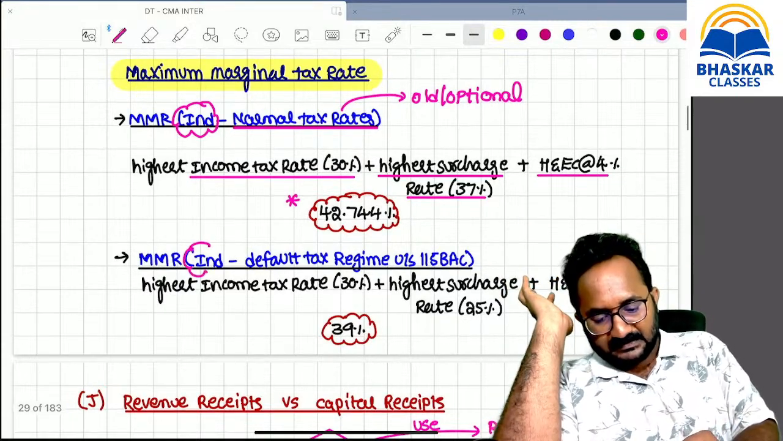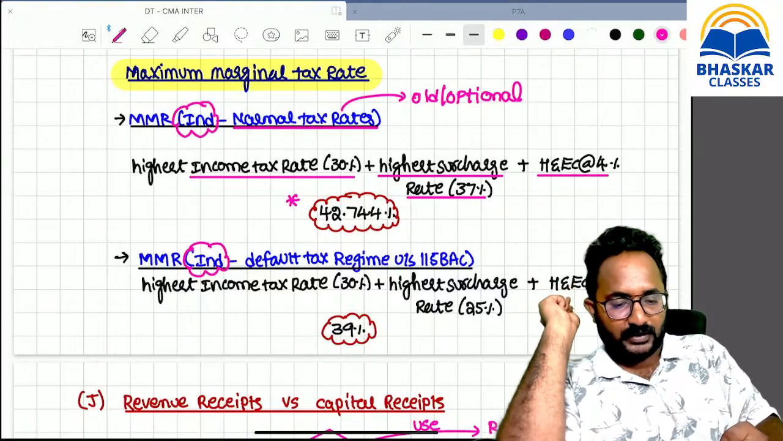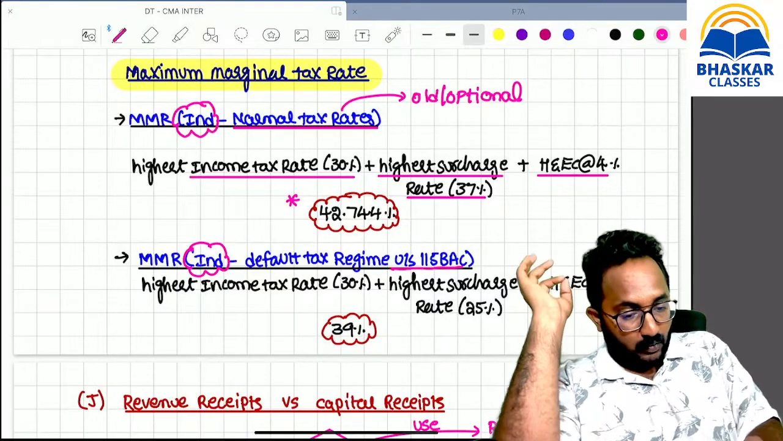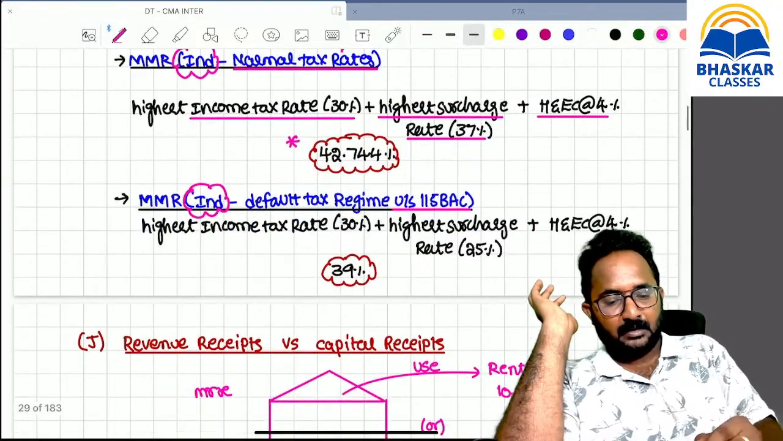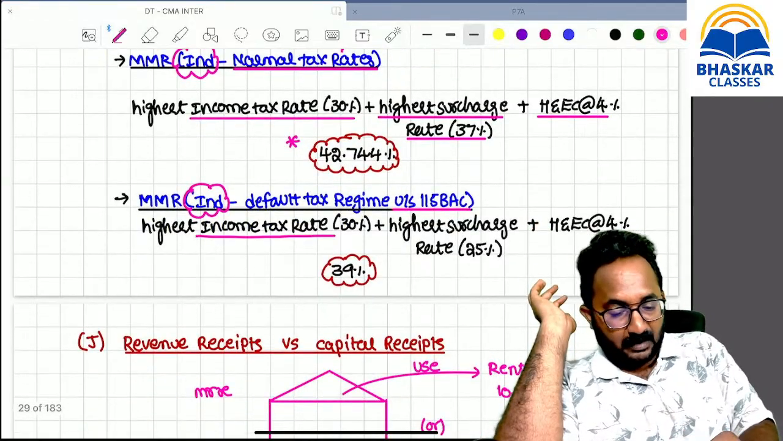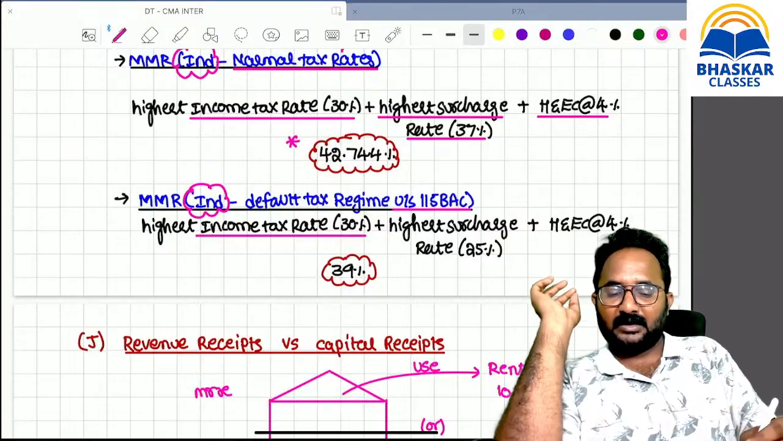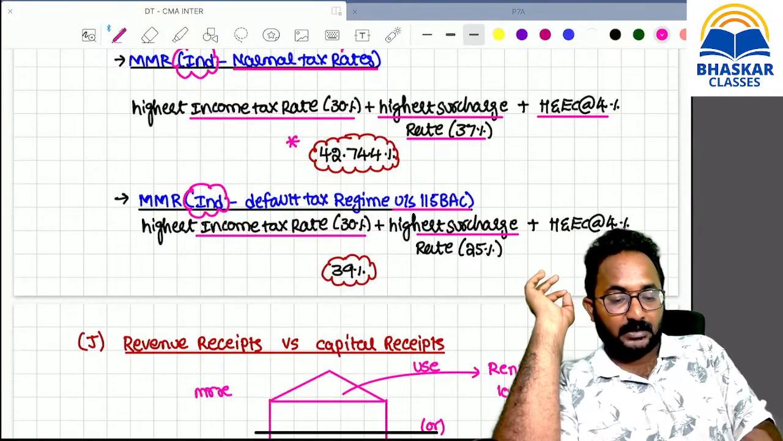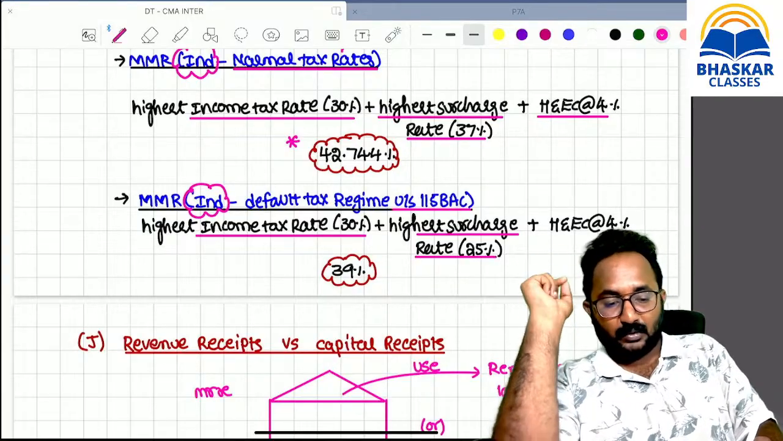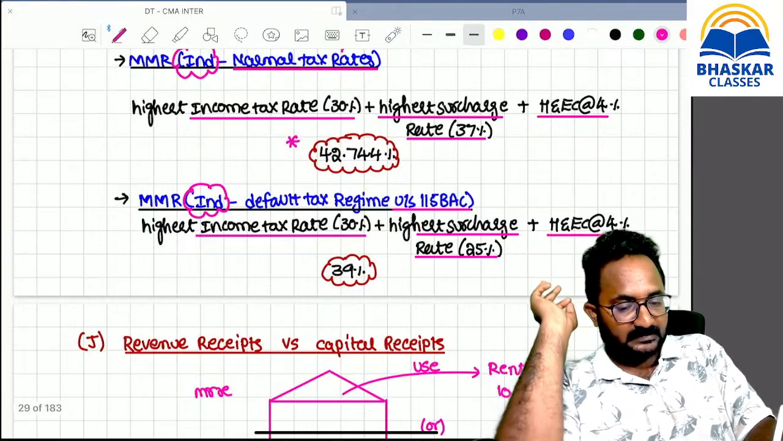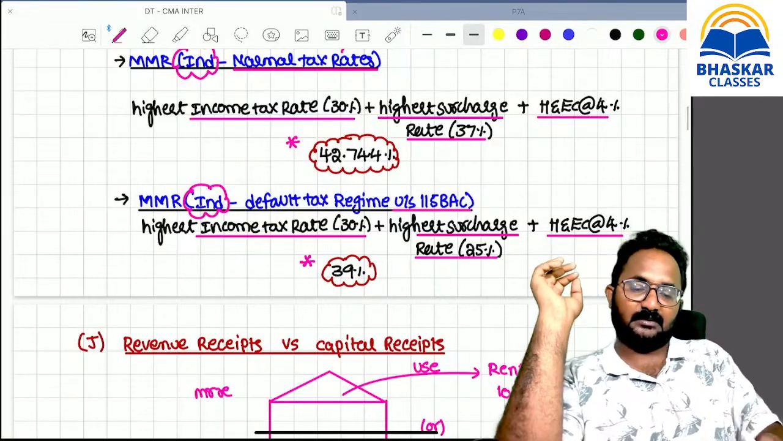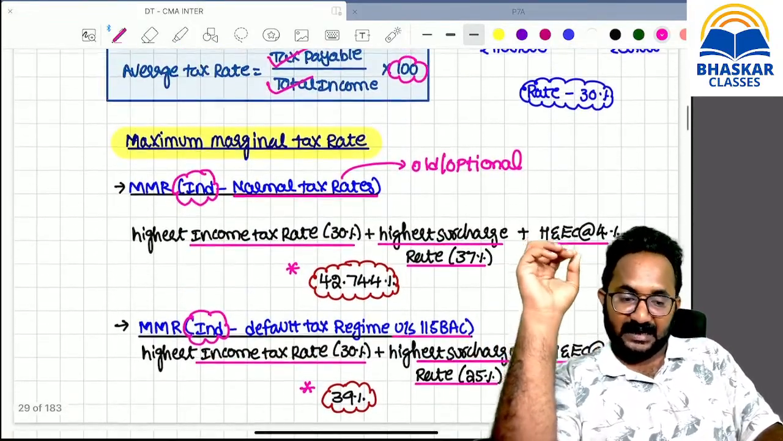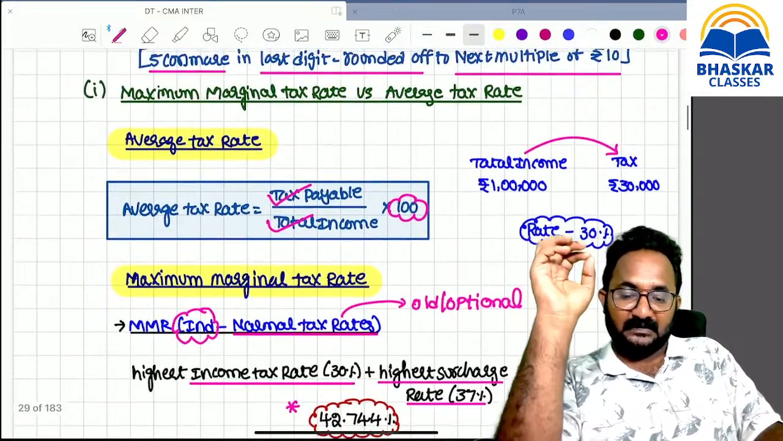Now, the maximum marginal tax rate for an individual who is following the default tax regime under section 115BAC. What is the highest income tax rate? 30%. And the highest surcharge rate? More than 2 crores, that is 25%. Health and education cess 4%. Effectively 39%. Remember, these two things are important.